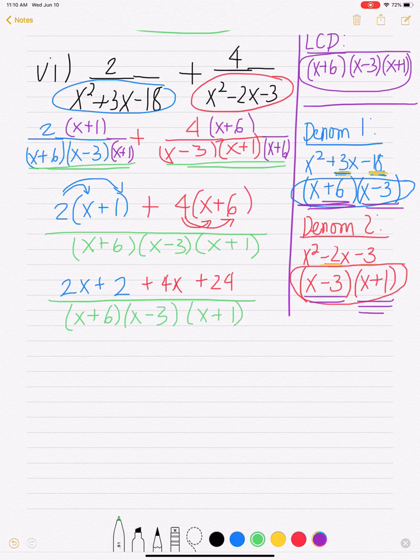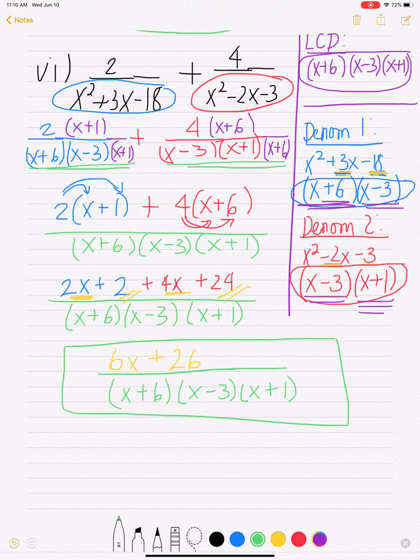And finally, we're just going to combine like terms up top. So we're going to combine 2x with 4x to get 6x, and we're going to combine the 2 with the 24. 2 plus 24 is 26. And that's going to be all over the common denominator of x plus 6, x minus 3, x plus 1. And that's your final answer. If you want to, you can try factoring the top, but it's not going to really amount to anything because nothing will cancel at the bottom. So just leave it like that. All right, so this will conclude then rational expressions.